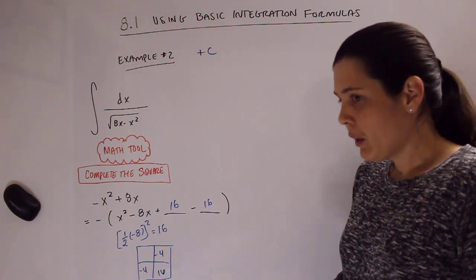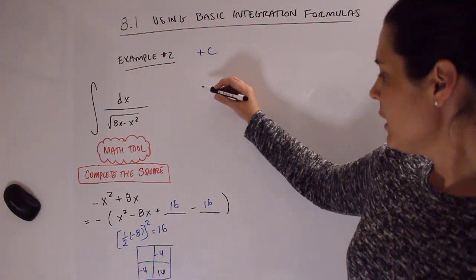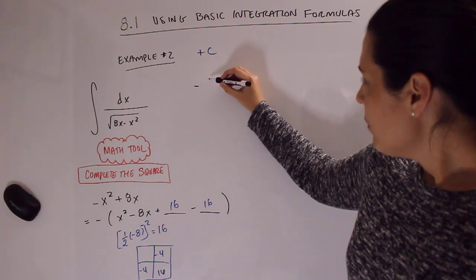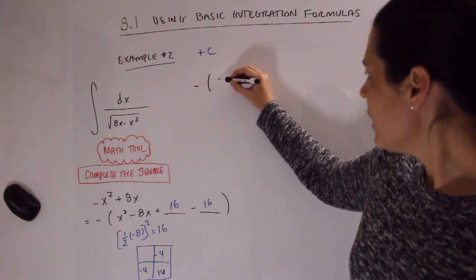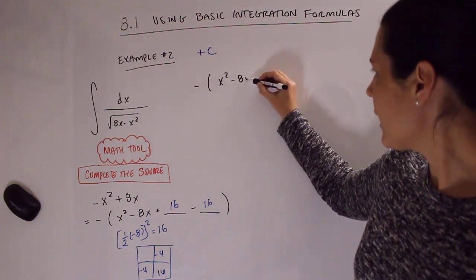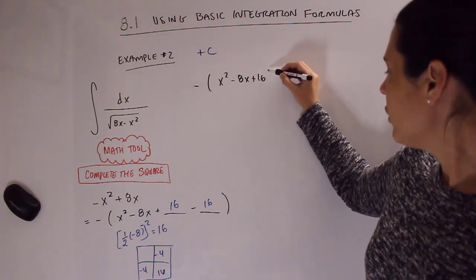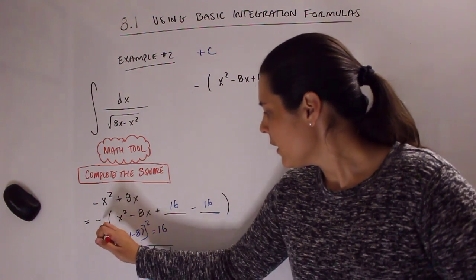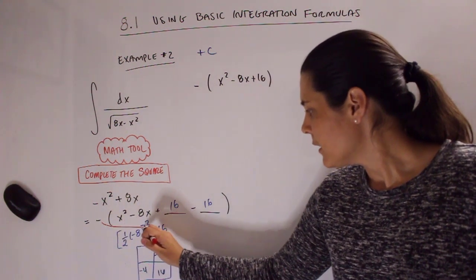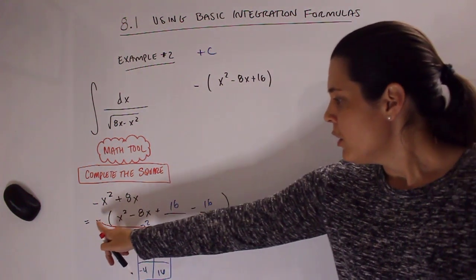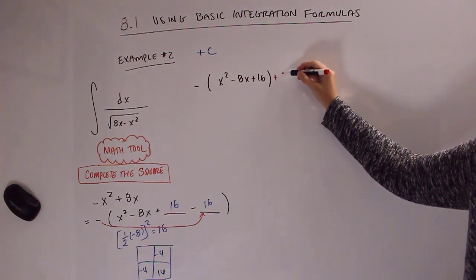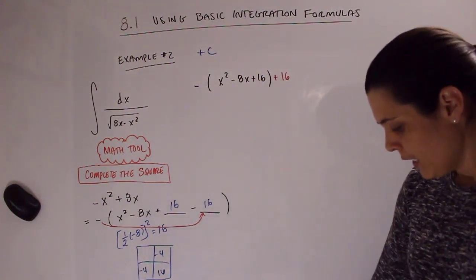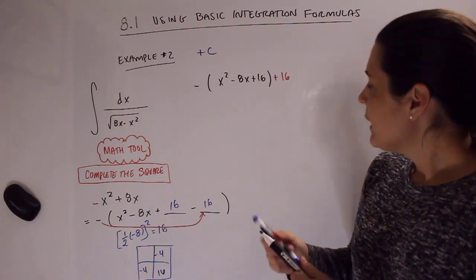Why do we complete the square this way, and why did I want to do this in the first place? It's because what we end up with, we have negative out front, x squared minus 8x plus 16. I'm going to go ahead and take out this other 16. This was necessary because I have to keep my expression the same. So minus and minus, there's a plus 16 in the back here.